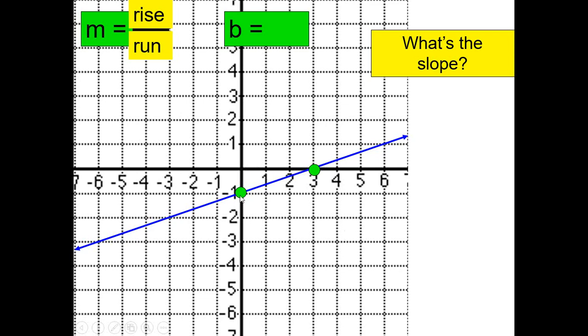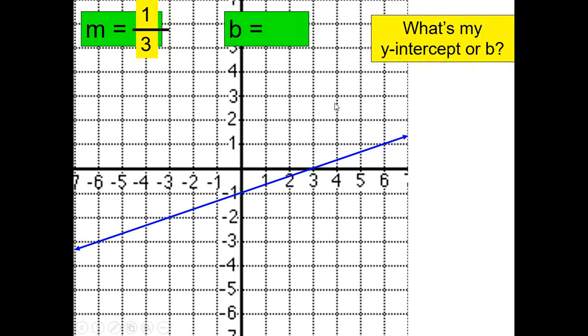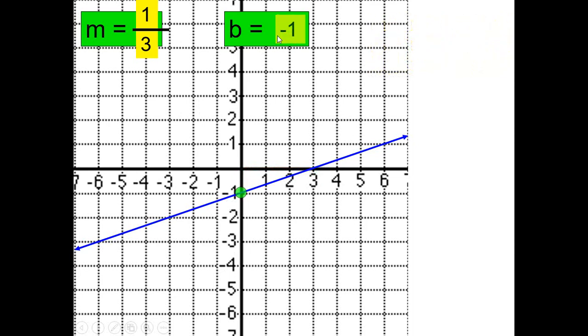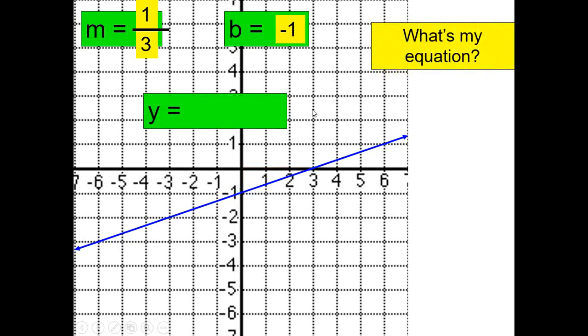So this one you would go up 1, and then over 3. So the slope is 1/3. The y-intercept is where it crosses the y-axis. It crosses at -1, so the b is -1. So now you just plug it into the slope-intercept formula. So y equals 1/3 x minus 1.